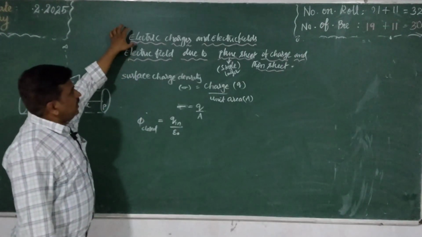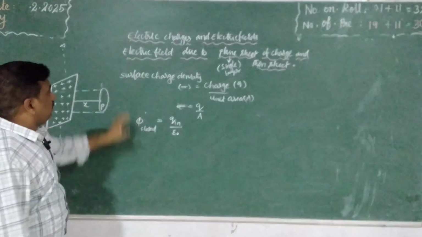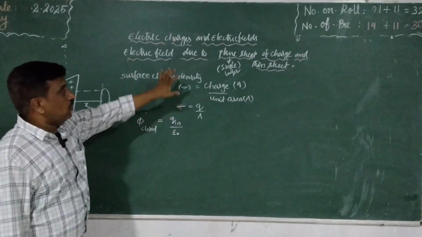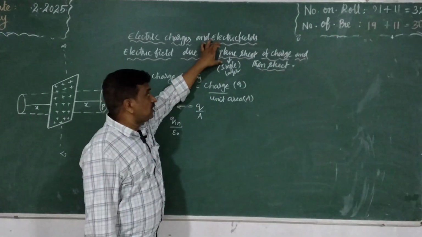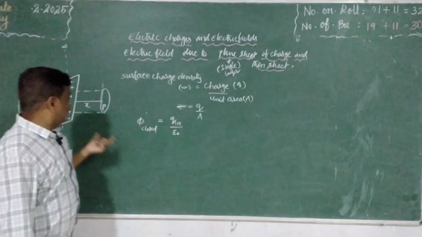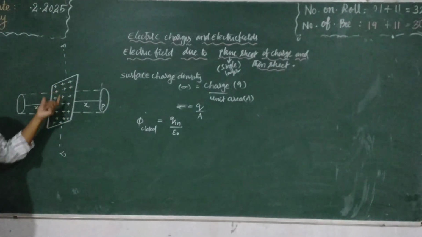Today we discuss the electric charges and electric field lesson: electric field due to a plane sheet of charge, a thin sheet. A plane sheet is a single layer. So this is the plane sheet, this is the plane sheet of charge.